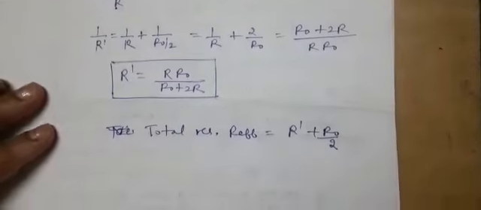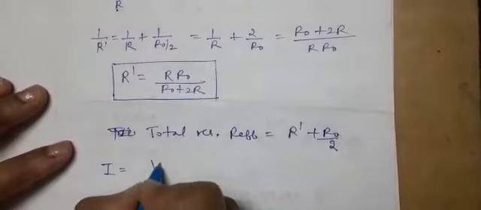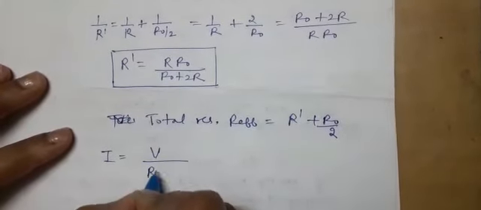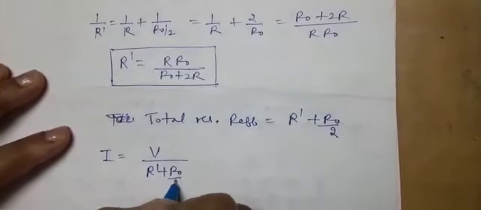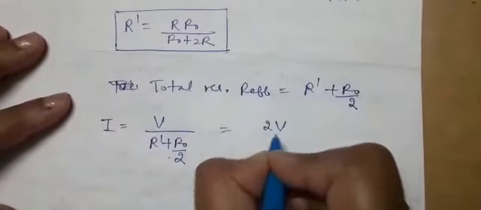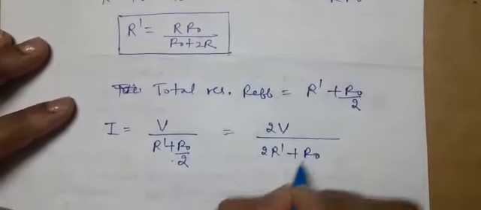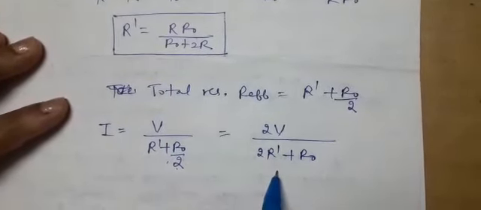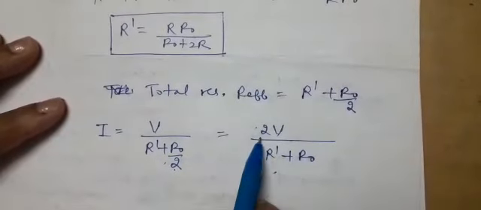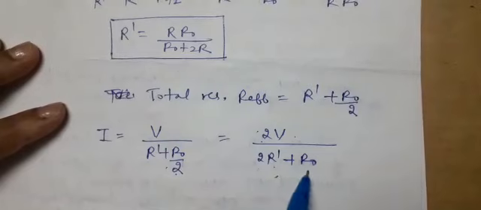Corresponding to it, if V is the applied voltage, what will be the current flowing in the circuit? V is the applied voltage and total resistance is R dash plus R0 by 2. Taking LCM in the denominator, this will come out to be 2R dash plus R0, and this 2 in the denominator as an LCM will go in the numerator. So it will be 2V upon 2R dash plus R0.